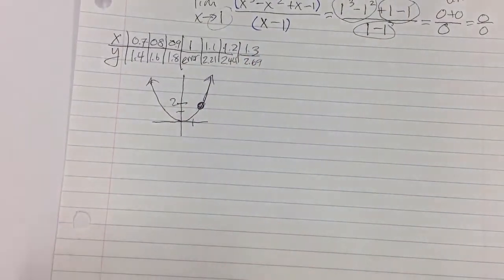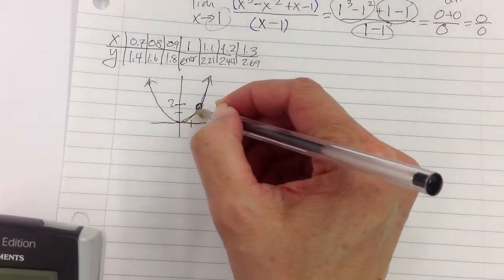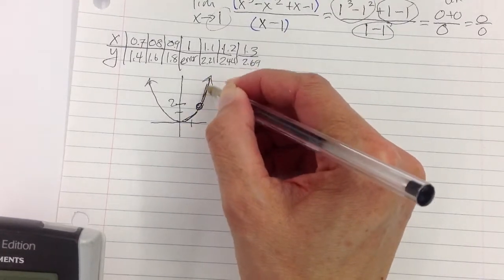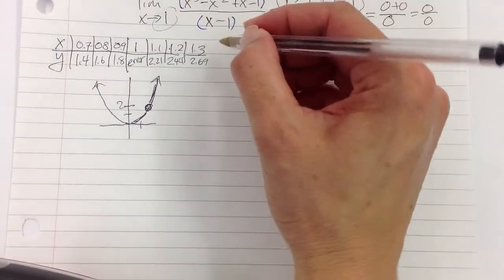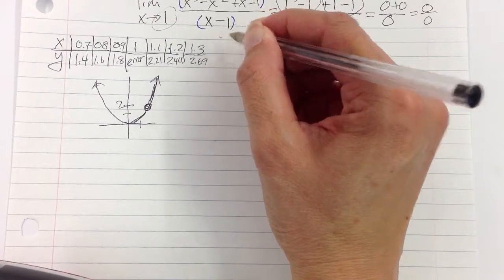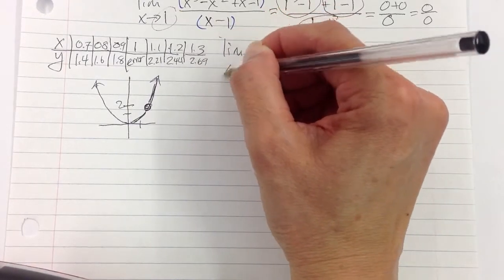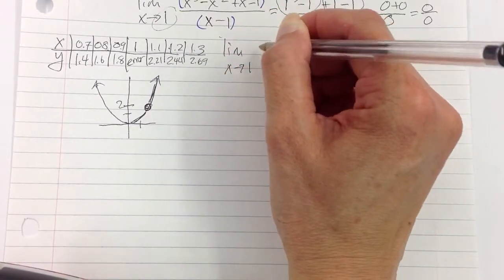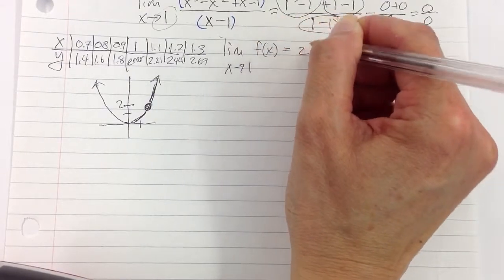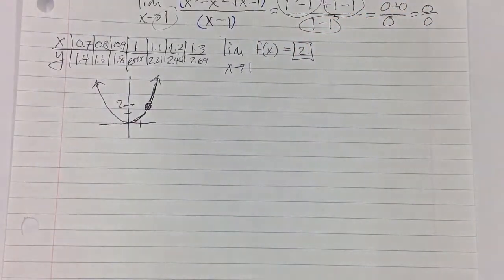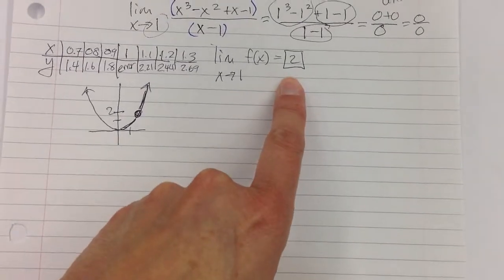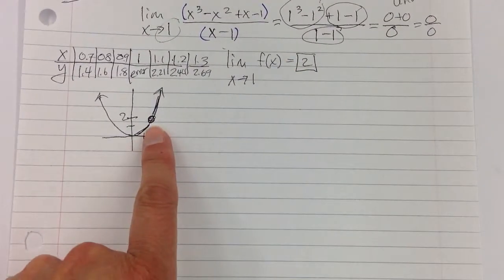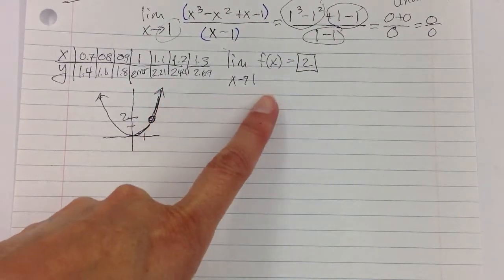But the rest of the graph is just a regular parabola. And from the left, it's approaching 2, and from the right, it's approaching the same number, 2. So this limit, as x approaches 1, of our f of x, is still 2. Even though the value at 1 is undefined, the limit is 2, because it's approaching 2 from the left and 2 from the right. Okay.